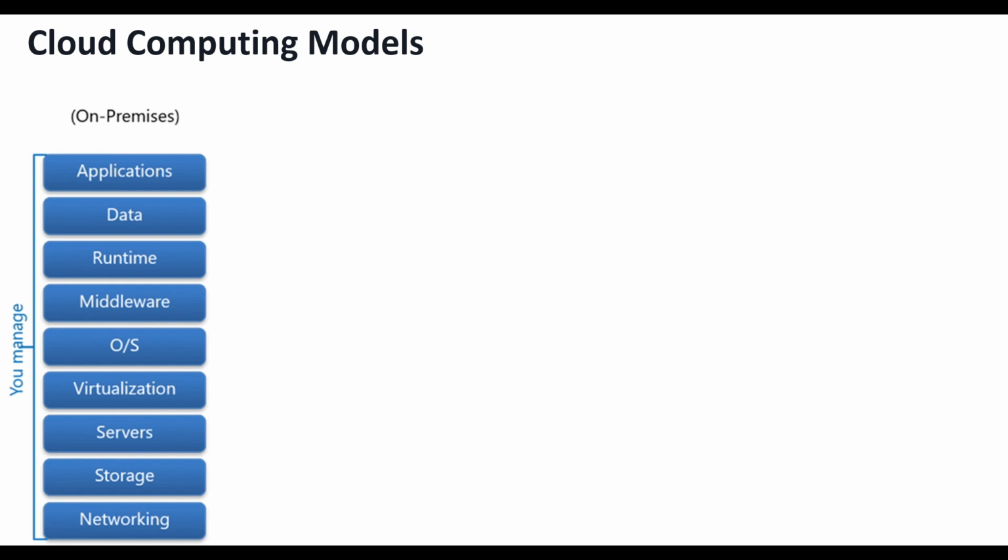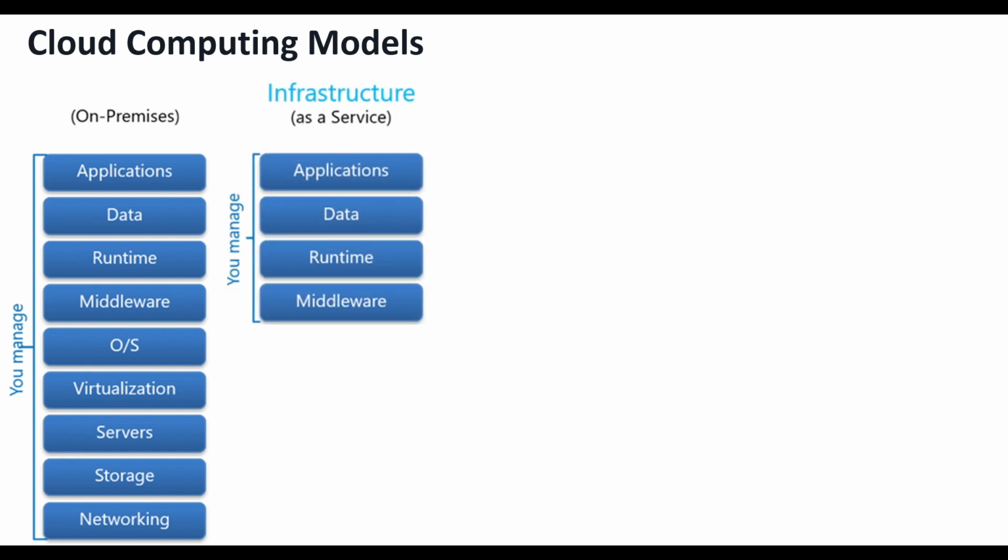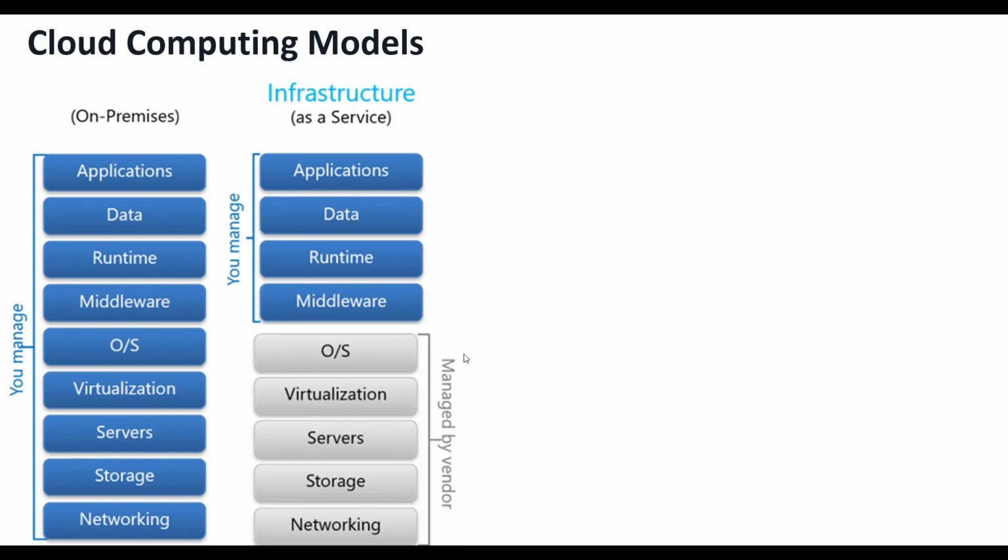Everything you have to maintain, so it gets to be too much cost, right? If you go to infrastructure as a service, only applications, data, runtime, and middleware you have to manage. The remaining things are managed by the vendor: networking, storage, servers, virtualization, operating system.